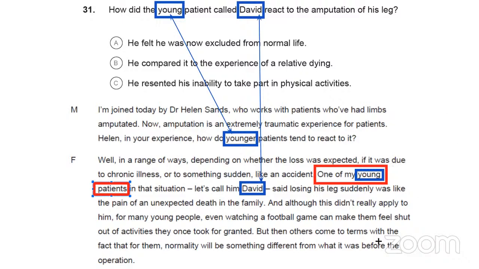One of the registered nurses. Now, one of my young patients. This is called the singular plural concept.